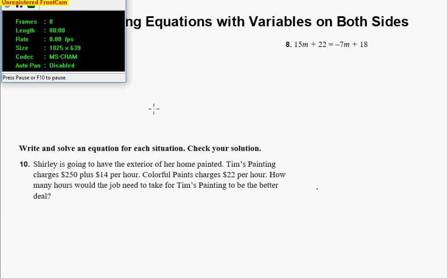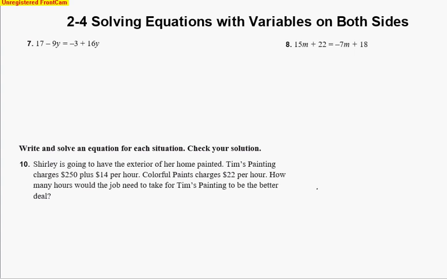This is the tutorial for section 4 of chapter 2, solving equations with variables on both sides. This is day number 1. So we're going to end up with 2 days, so I'll go ahead and write that in there. Day 1. So here we've got variables on both sides of the equation.